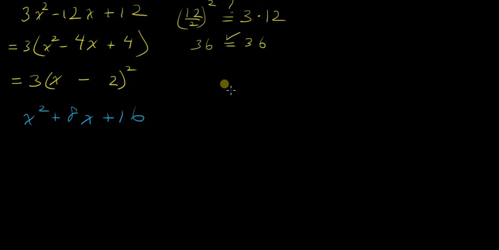Okay, is this a perfect square? Well, let's take half of 8 and square it, and let's see if that equals 1 times 16. Well, half of 8 is 4. 4 squared is 16. And sure enough, this is a perfect square trinomial.